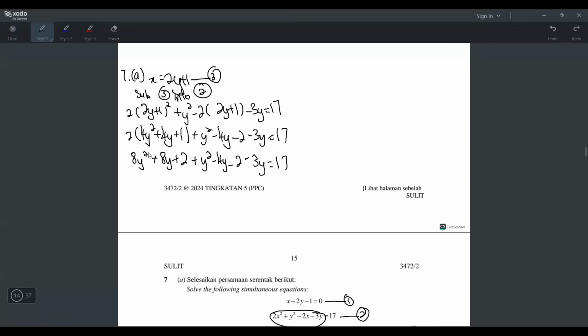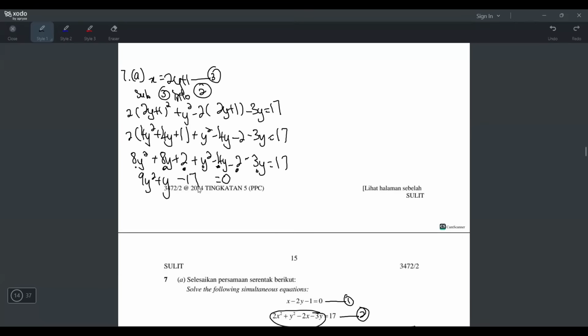Now you get a quadratic equation because you see the square already, right? So when you see a square, you have to arrange into general form and move everything to one side equals 0. So 8y squared plus y squared, write first 9y squared. 8y minus 4y minus 3y is 1y, so plus 1y. And then 2 minus 2 is 0. And then minus 17 is negative 17.